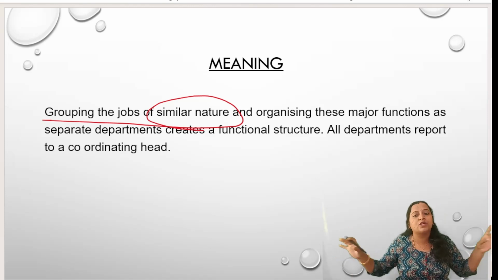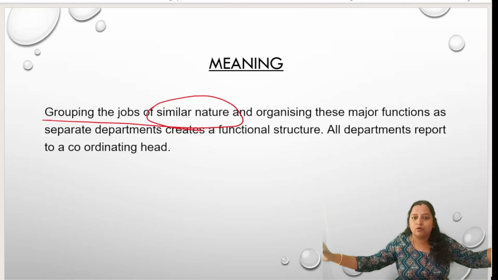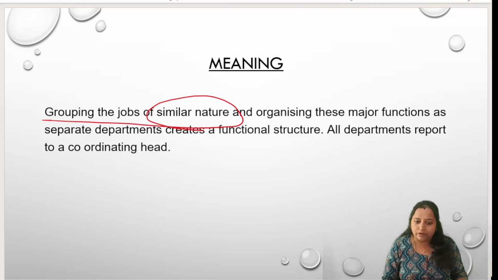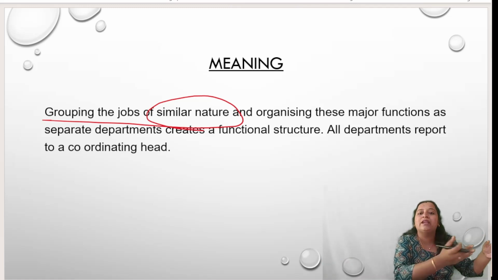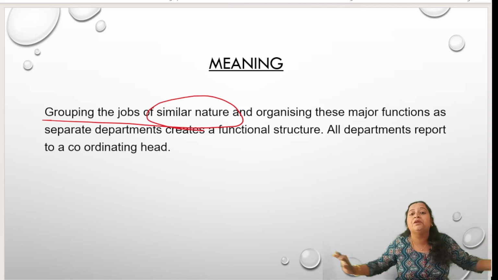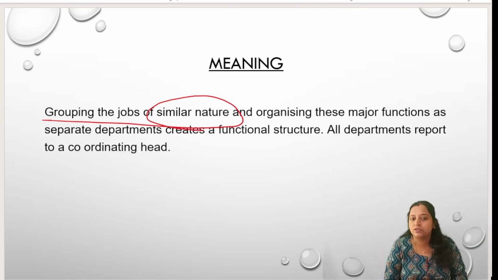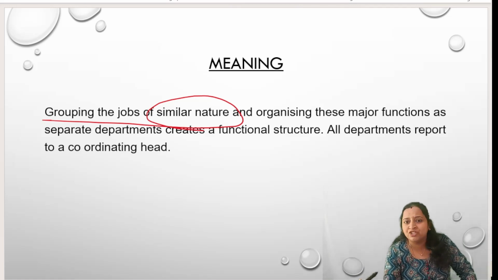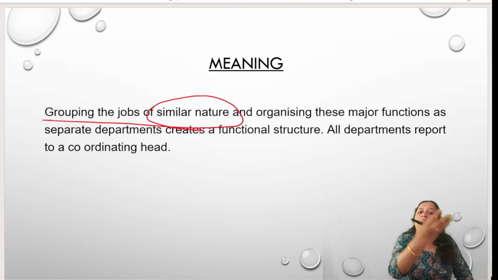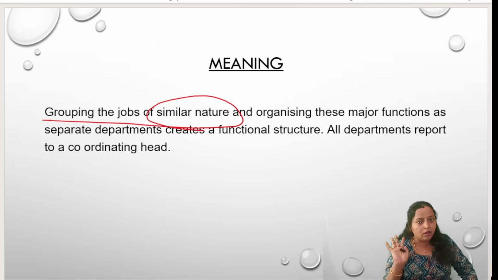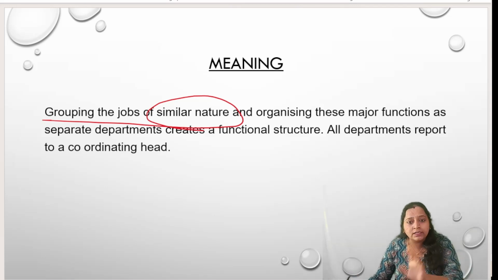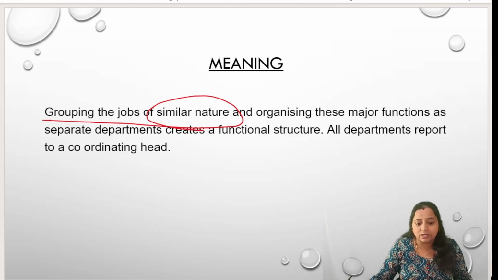First, whatever the activities which are to be performed, we are going to have a look at all of them. After that, we are going to divide similar nature activities and group them under separate departments. That creates your functional structure, and each department will be headed by one person, who is called a department head, or it may be the manager of that particular department. He is going to take care of all the activities in that department. Got my point? Grouping the jobs of similar nature and organizing these major functions as separate departments is called functional organizational structure.